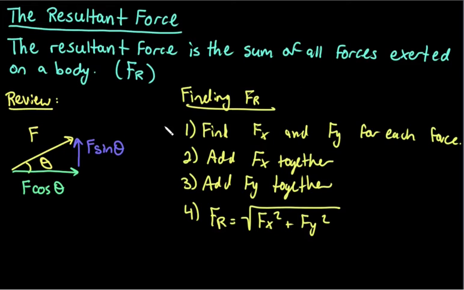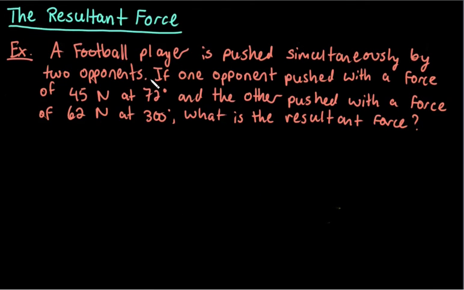So that's the procedure when we are trying to find the resultant force acting on a body. So let's go ahead and take an actual look at an example. In this example, we have a football player being pushed simultaneously by two opponents. If one opponent pushed with a force of 45 newtons at 72 degrees, and the other pushed with a force of 62 newtons at 300 degrees, what is the resultant force?